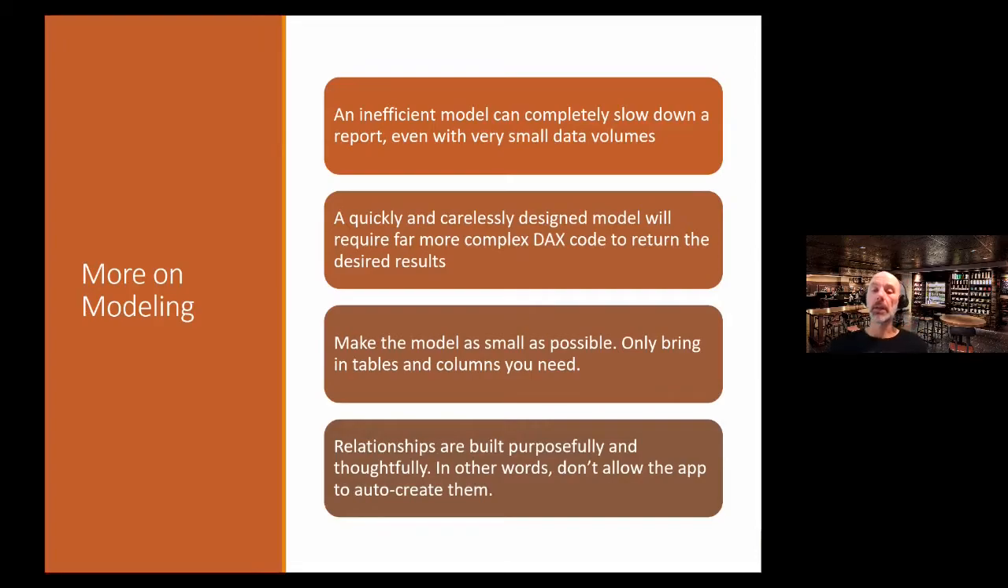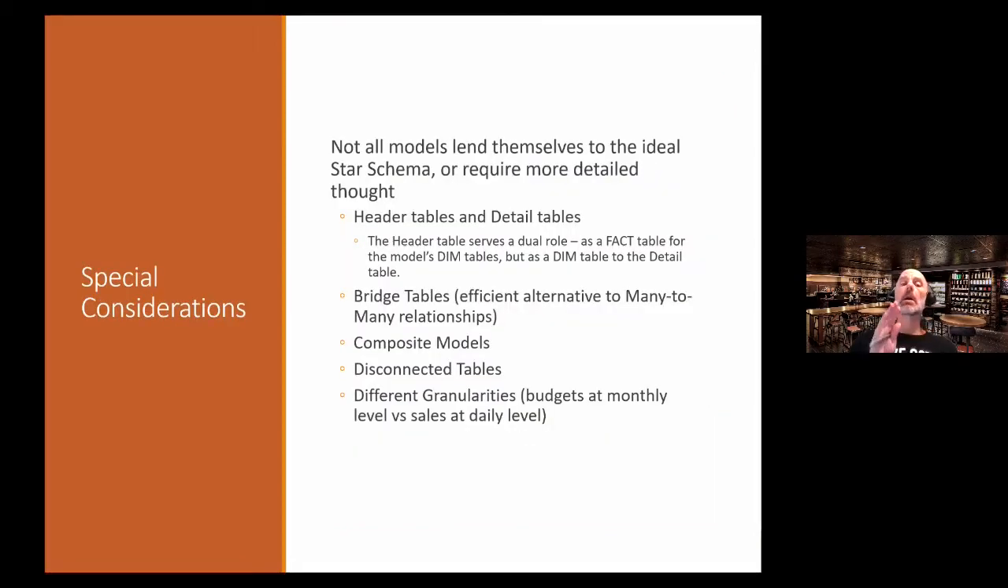It's ultimately going to cost your company less money, especially if they're on premium capacity. The more memory you're using, the more data you have, the more likely your company has to buy a P2 or a P3 capacity or extra P1 nodes. It actually can cost your company money by just bringing in a bunch of data. And I've seen companies that had to upgrade from a P1 to a P2, not because their reports actually required it, but because their really pathetic models required that be done. So again, bring in what you need, make it as small as possible, and then build your relationships purposefully and thoughtfully. Don't allow the app to auto-create them, okay?